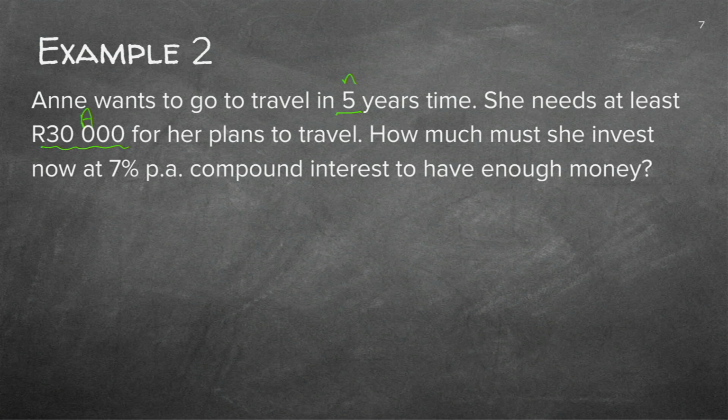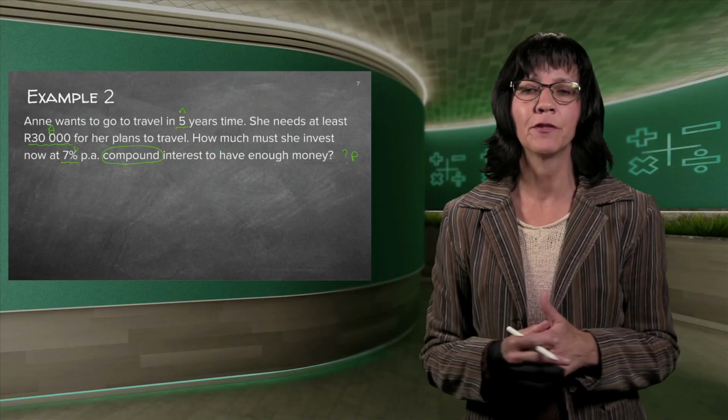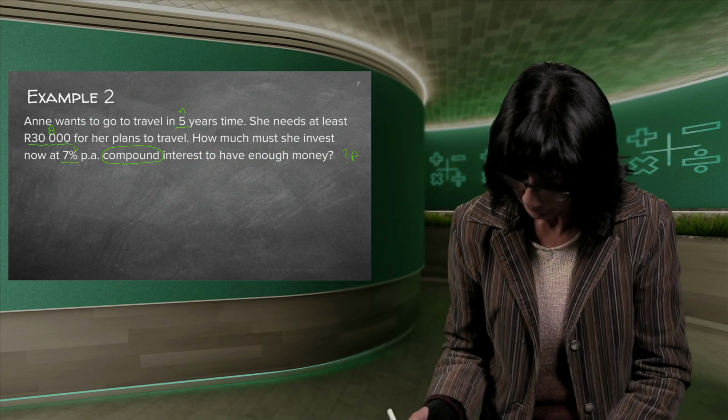How much must she invest? How much must she invest now? Presently, P, present, they couldn't have made it easier. If there's an interest rate of 7%, my I, compound. Very important to read the compound. So they want to know how much must she put in the bank now in order to have the 30,000 Rand in the end.